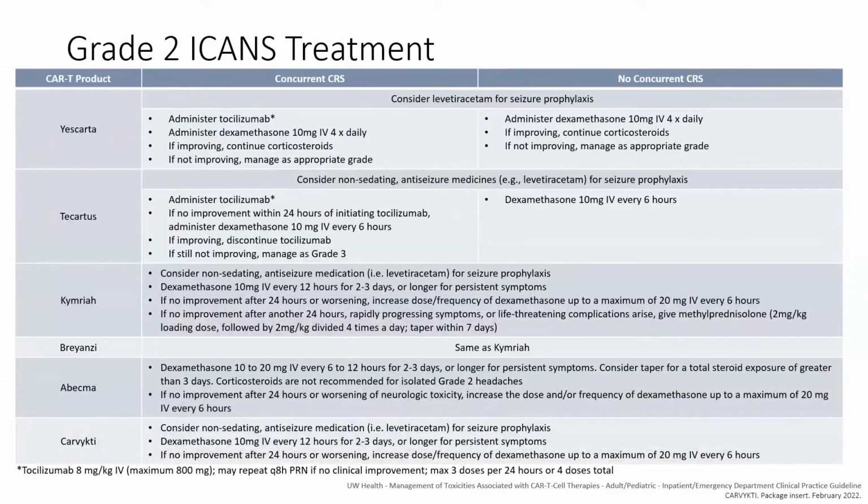In grade 2 ICANS, seizure prophylaxis is indicated regardless of the product, and tocilizumab is recommended if there's concurrent CRS. In this grade, we now increase our dexamethasone frequency to 10 milligrams IV every 6 or 12 hours. And if there's no improvement after this dosing, the UW Health guidelines have guidance on how to escalate steroid dosing depending on the manufacturer recommendations. And again, this is where you may see a lot of variation in provider practice, and the guidelines will help guide you as to what's a reasonable dose to start with and how aggressively to up titrate the dose.